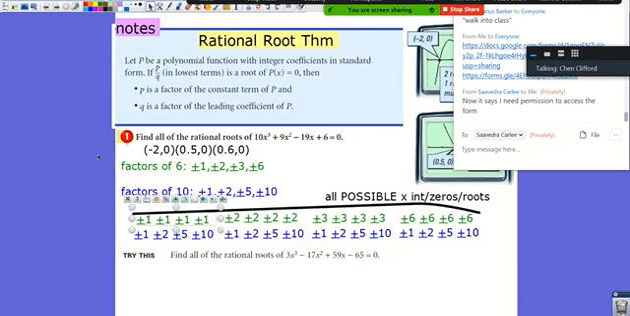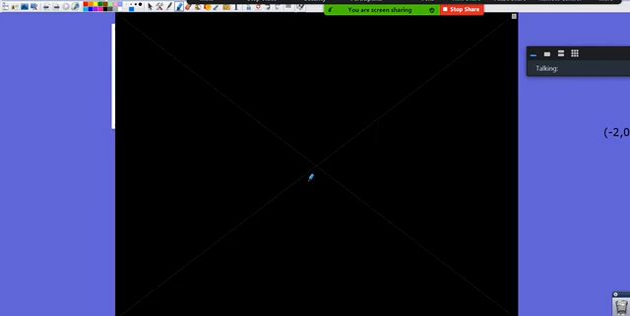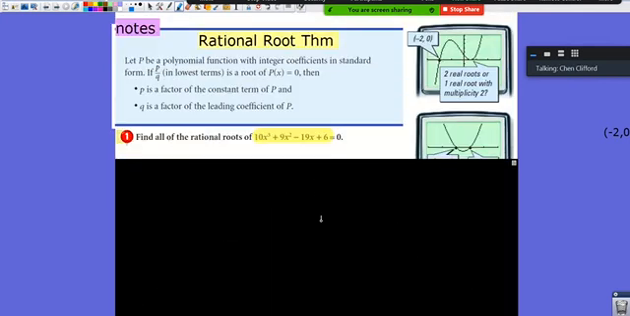Okay, so what the heck is this all about? Rational roots. Let's say you want to find the x-intercepts of that equation right there. Now, let's say we live in a time where there is no such thing as graphing calculators or Desmos. How do you go about doing that?